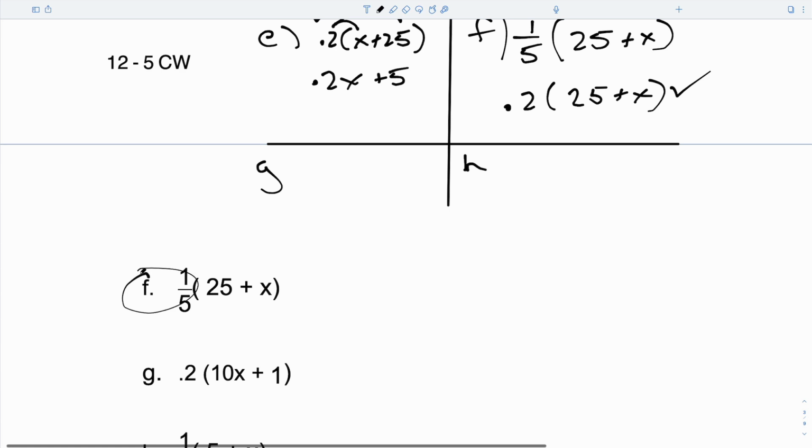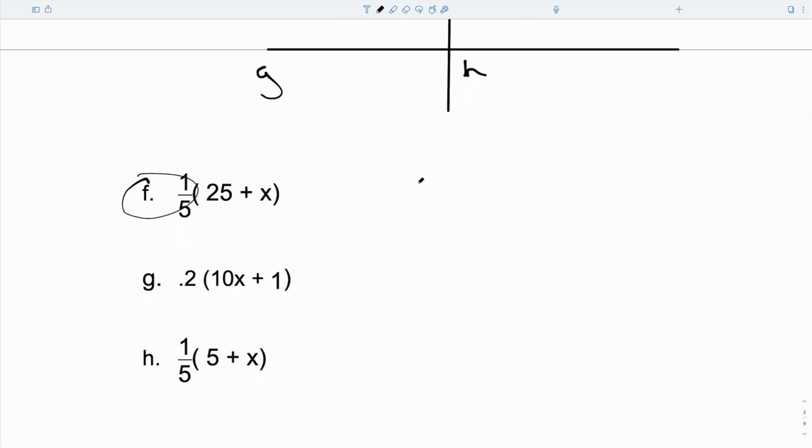So F works. Does G work, Grant? Wait, George is E? No, it doesn't. Neither does H. What does G simplify to? 0.2 times 10 is what? 5. That's half of 10. Yeah, I didn't do that. Did you just see that it didn't work? Okay, let's actually do the math and see what it turns into.